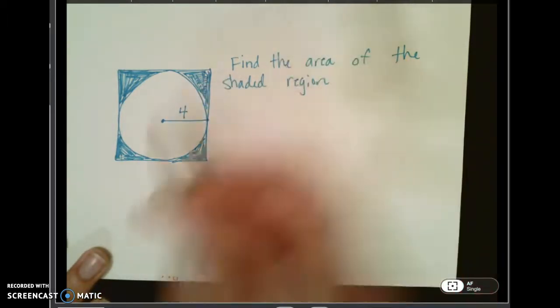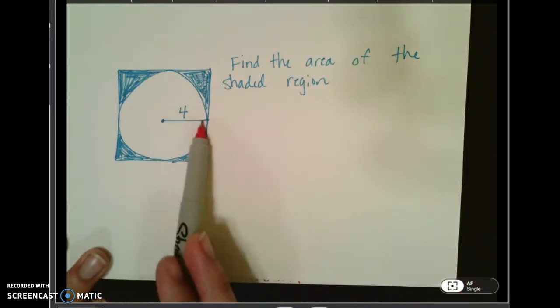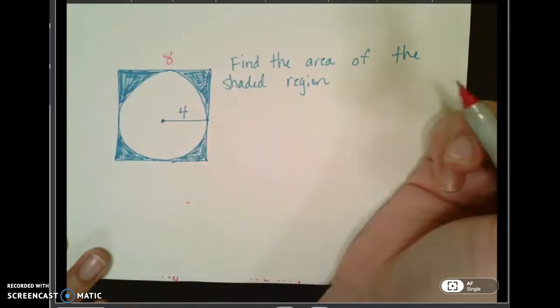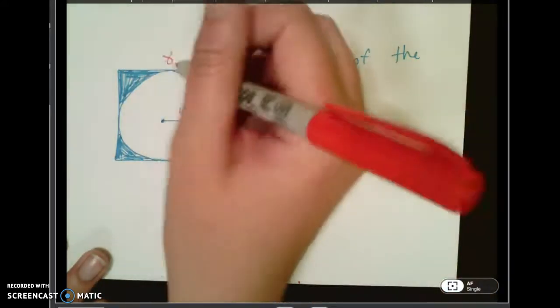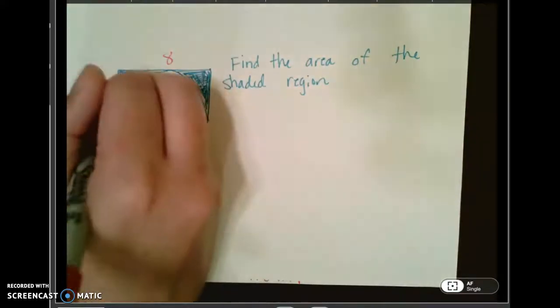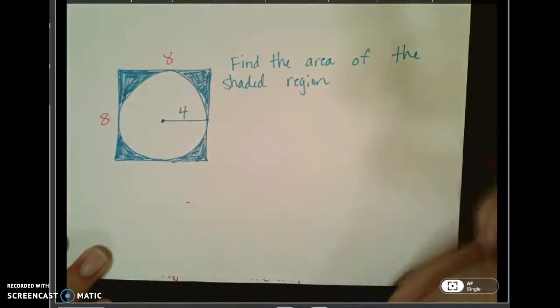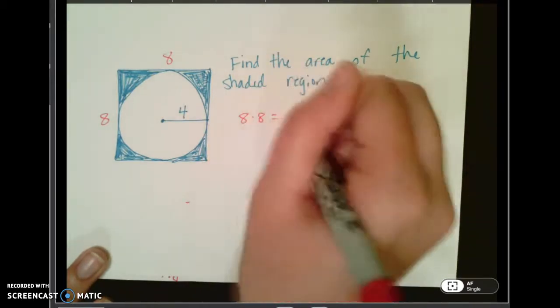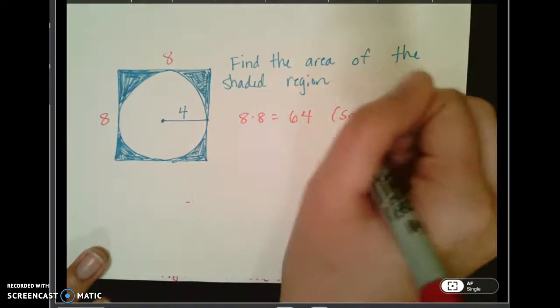So my square here, if my radius here is 4, notice that's about half the square. So that means my whole entire square must be 8. Well, it's a square, which means both my sides must be 8. Area of the square says length times width. So 8 times 8 gives me 64. That's the square.